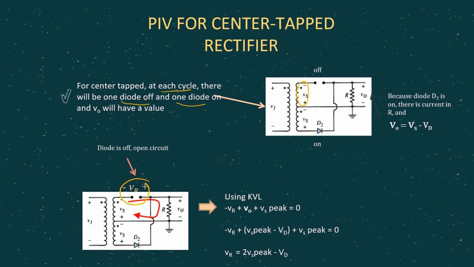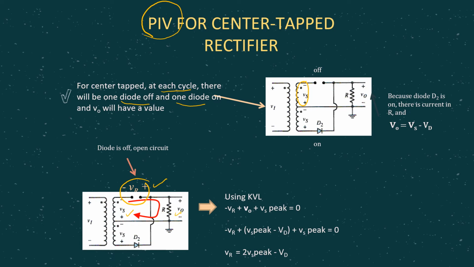Remember here we are talking about PIV, meaning we are considering the reverse bias condition when the diode is off. We want to know what will be the maximum voltage across the diode so that we can choose a proper PIV value for our diode. So for this example, if we do KVL, we are supposed to get positive Vs, minus positive Vs, minus R, plus V naught equals 0.